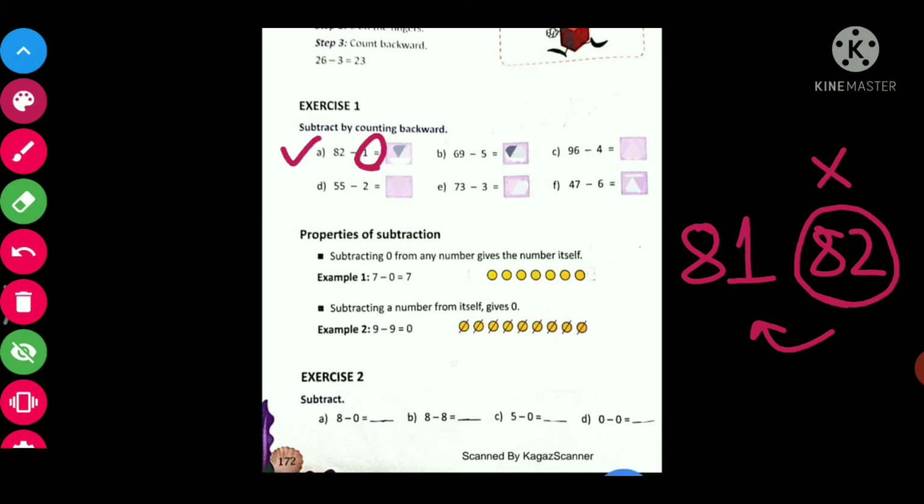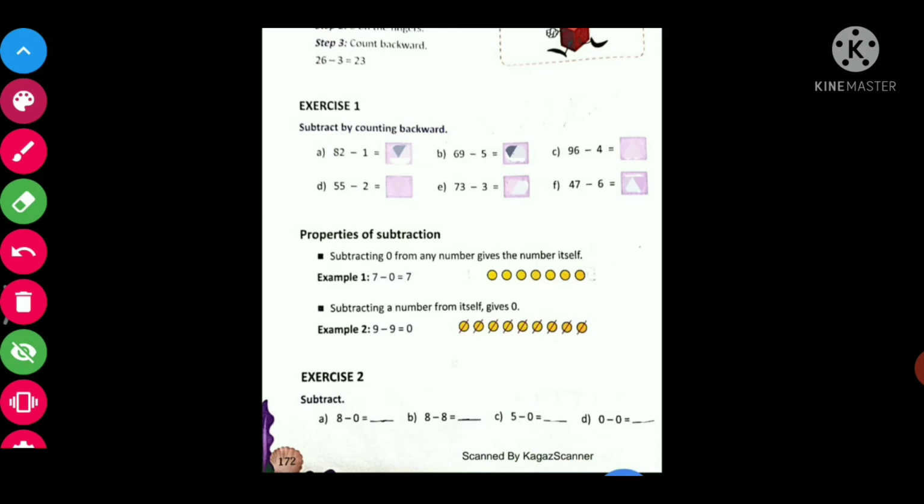81, right? So the answer of this one will be 81, right? Okay, now let's move to B part. So 69 is there, and you have to subtract 5 from it, right? So now we'll write 69 and will not count this one.